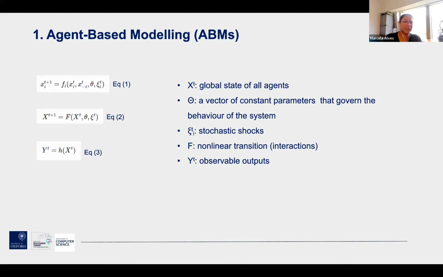We also have these nonlinear transitions. That's where we have the beauty, if you wish, of the system, which is basically: if we study the individual behavior of agents, we cannot guess the emergent behavior that will result when all these agents interact with each other and interact with the environment.